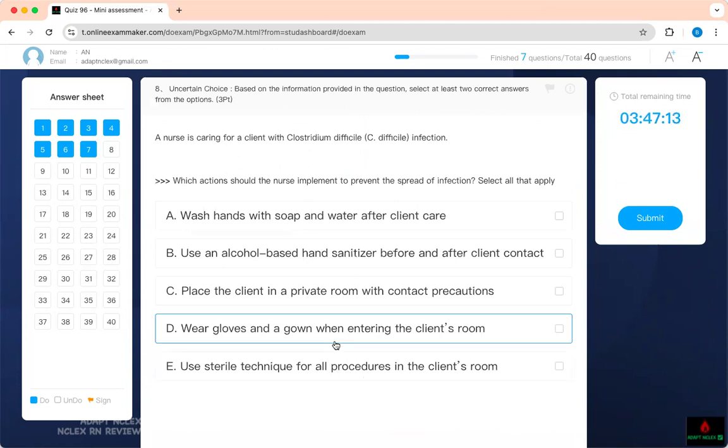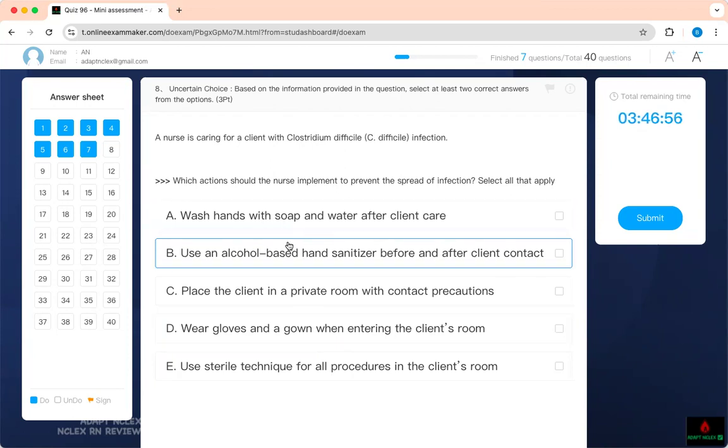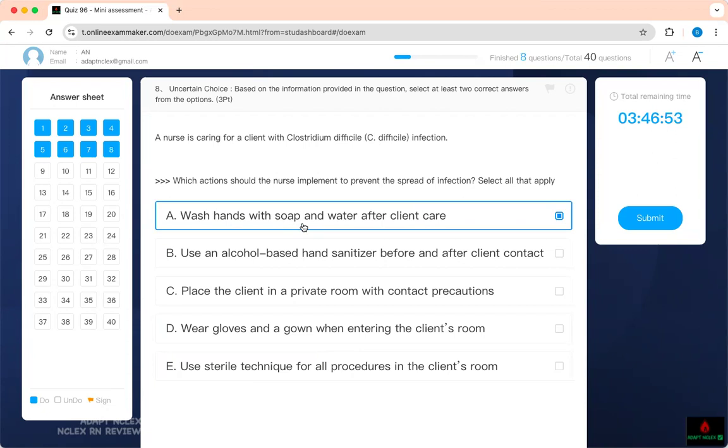Which action should the nurse implement to prevent the spread of infection? A nurse is caring for a client with Clostridium difficile. Infection control, go to the basement. What do you need to know? This is contact precaution. What do you need for contact precaution? You wash your hands with soap and water, specifically for C. diff. Use alcohol-based hand sanitizer before and after client contact? No, you wash your hands.